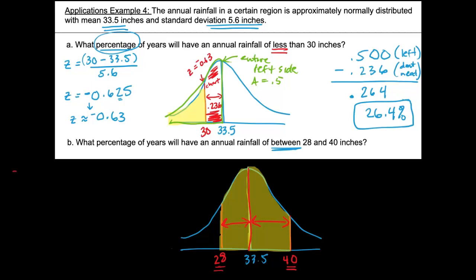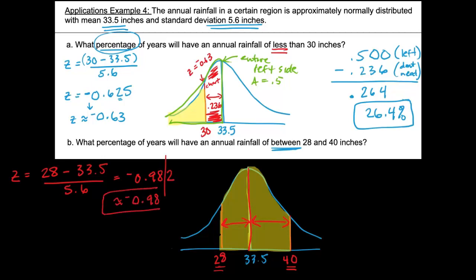So to find the z-scores, I'm going to first do it for 28. I'm going to take the data value, 28, minus the mean, 33.5, divided by the standard deviation of 5.6. And when I do that, I get negative 0.982. My chart only goes to 2 decimal places though, so I'm going to just say approximately negative 0.98 for that one. And I'm going to label it on the chart. So this line right here has a z-score of negative 0.98.